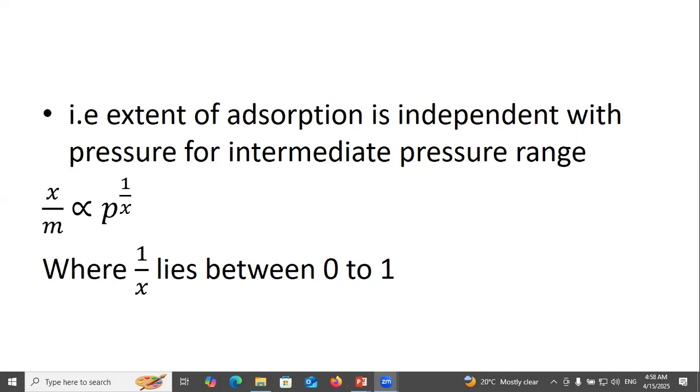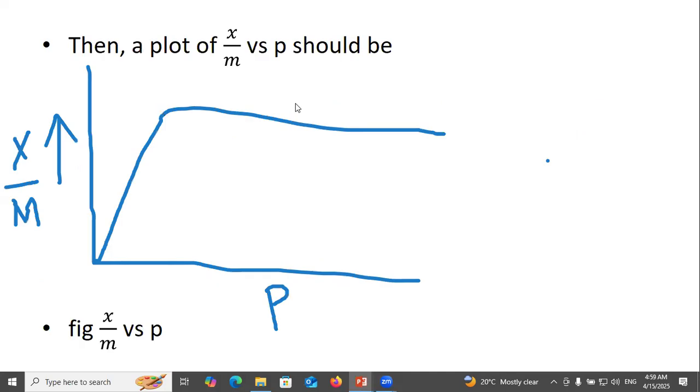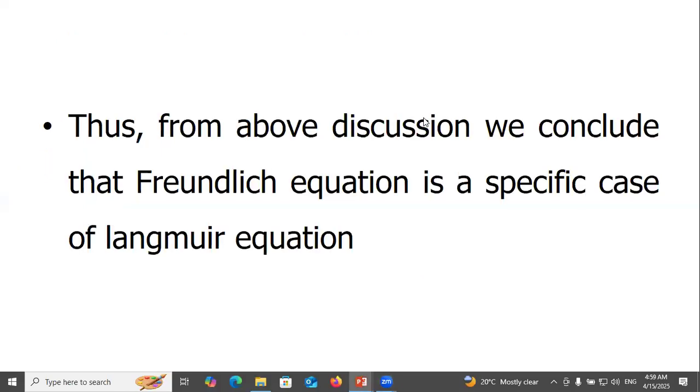x over m proportional to P to the power 1 over n, where 1 over n lies between 0 and 1. Then a plot of x over m versus P should be a curve. Thus, from the above discussion, we conclude that Freundlich's equation is a specific case of the Langmuir equation.